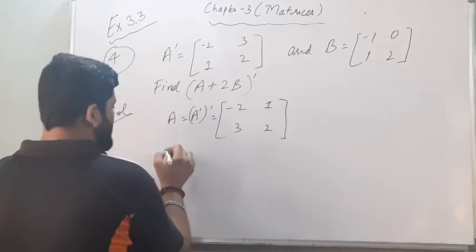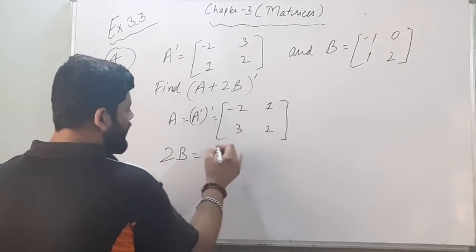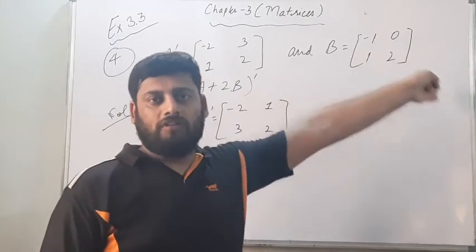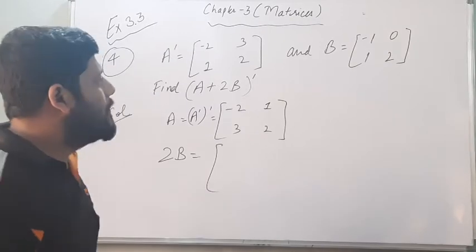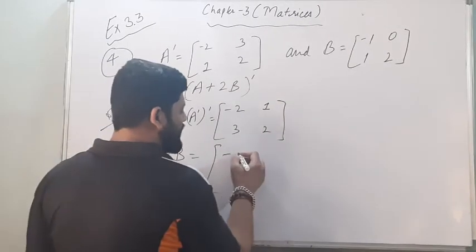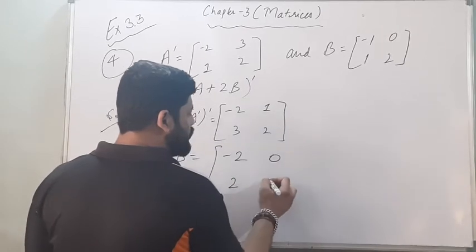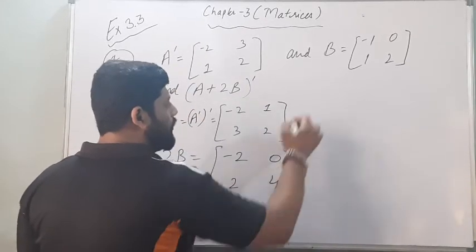From B we find 2B. We'll find 2B. So we will multiply the one scalar quantity 2 with all of the 4 elements of this matrix B. That will become -2, 0. 2 multiplied by 1 will be 2. 2 multiplied by 2 will be 4.